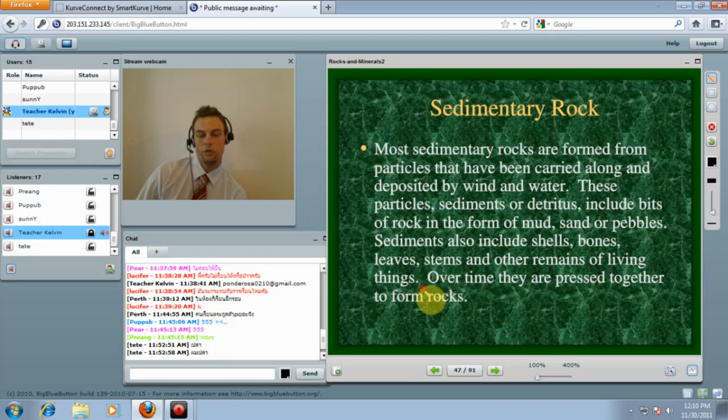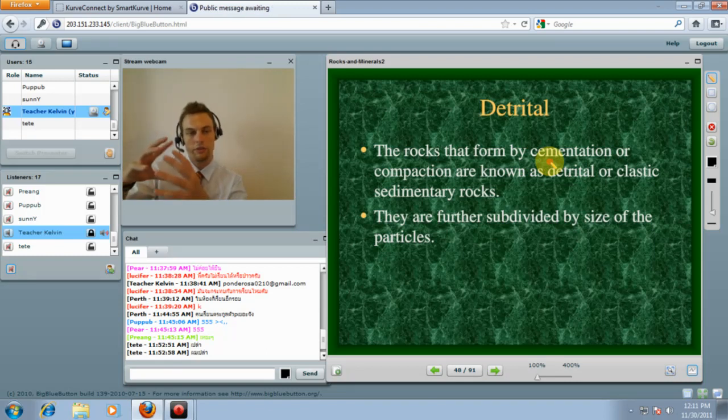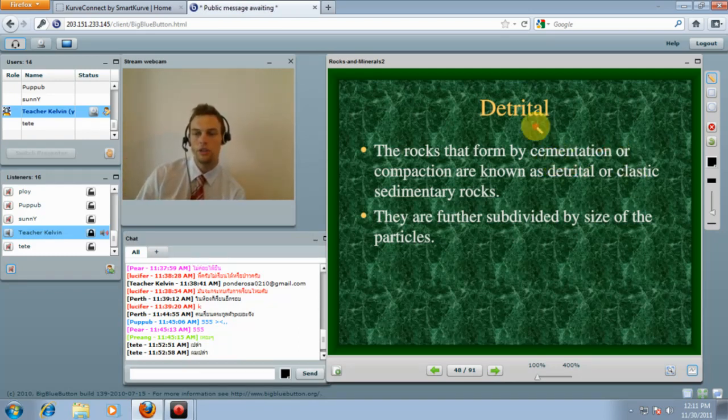Yeah, over time they're pressed together to form rocks. Okay, detrital rocks that form by cementation or compaction are known as detrital or clastic sedimentary rocks. This is basically just a fancy way of saying these rocks that are kind of pressed together. Cementation is just when certain rocks are combined by other substances, kind of forming together, and they kind of make this goo that kind of hardens and becomes this rock, and that's cementation.